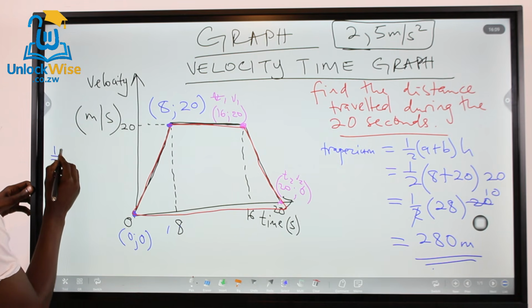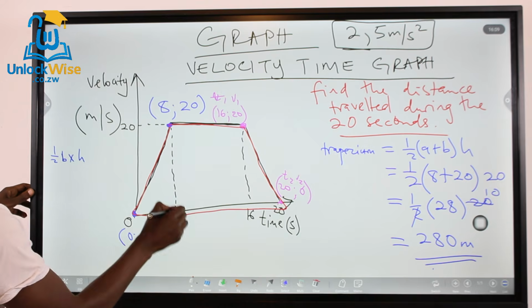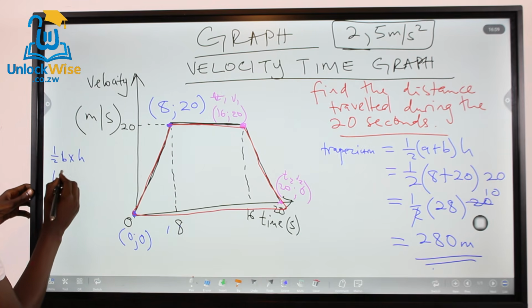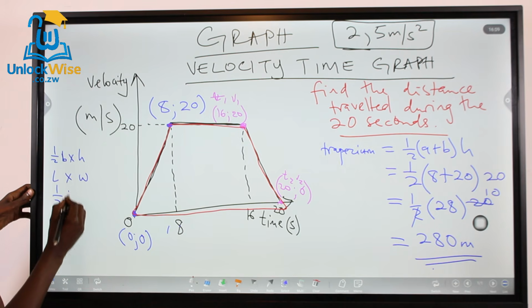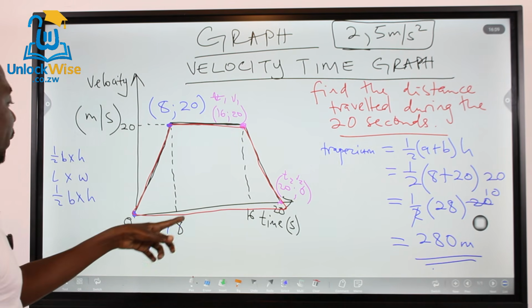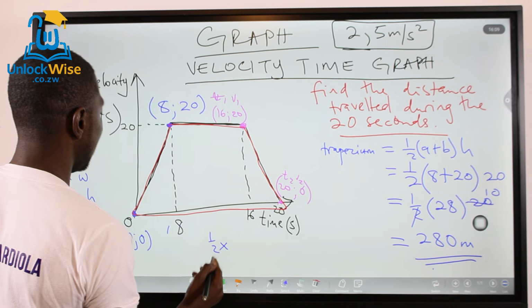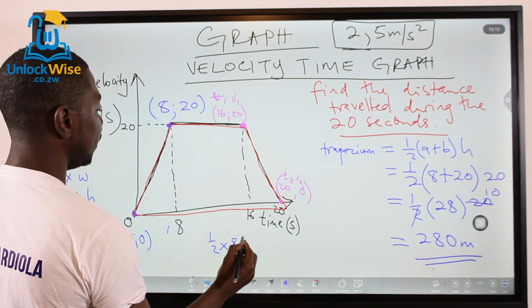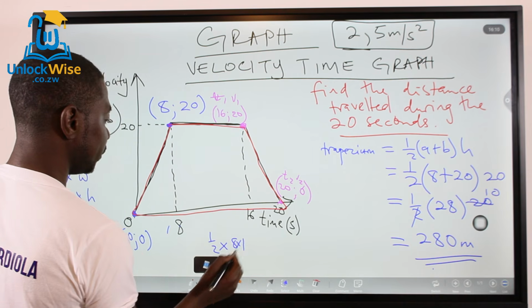triangle, half base times height. And this one is a rectangle, length times width. And the other one is a triangle, half base times height as well. Okay, so what is the base here? The base is 8. So allow me to write it here. Half base is 8 times, what is the height? It's 20.